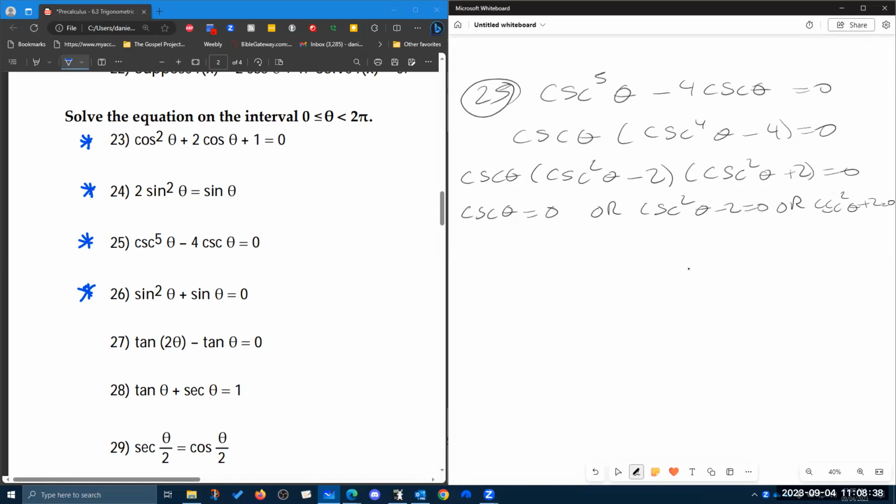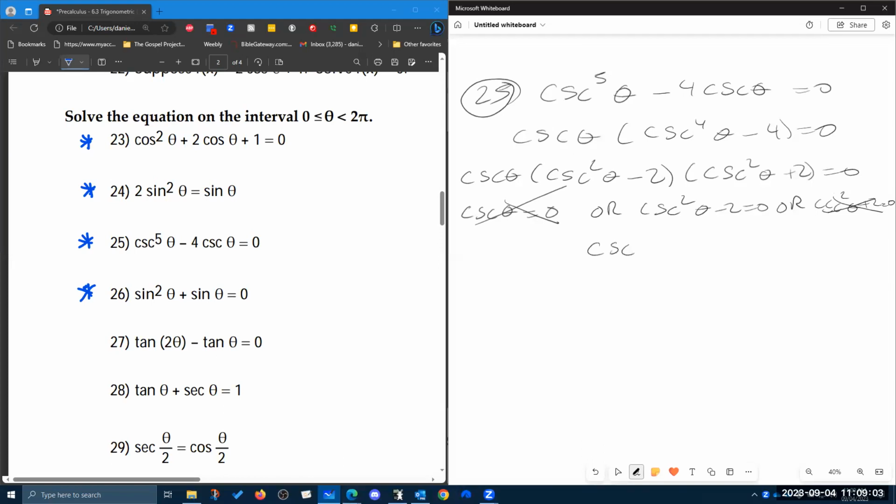Sorry, minus 2 equals 0, set each factor equal to 0. Don't get ahead of myself. Cosecant can never be 0 because cosecant has to be greater than 1 or less than -1. Cosecant squared can never be a negative number because we can't square a number and get a negative in the real world. So I'm only left with this part here to give me my solutions.